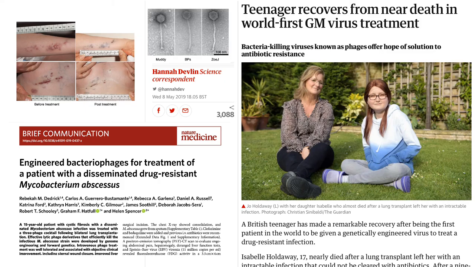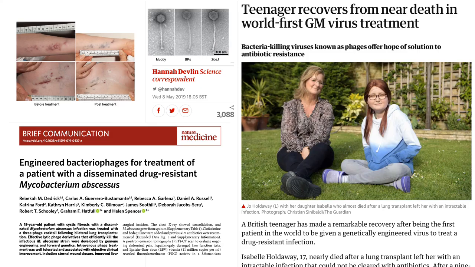This particular bacterium was antibiotic resistant, and the infection spread to the rest of her body, and it produced nodules underneath the skin that you can see on the top left-hand corner of this slide. So she was expected to die. Her mother was able to find scientists working on Mycobacterium phages. These scientists found some phages that were able to infect the particular strain that was causing an infection in Isabel.